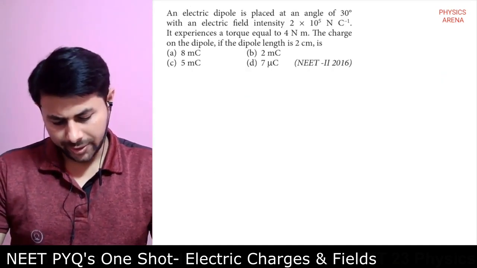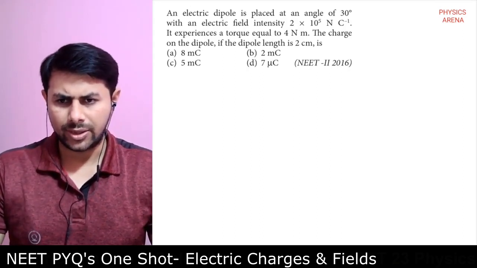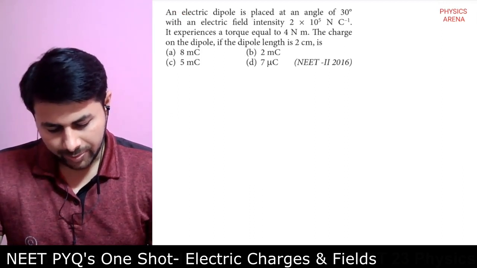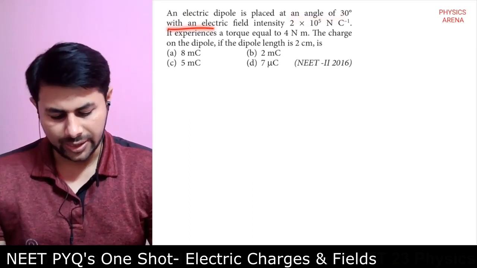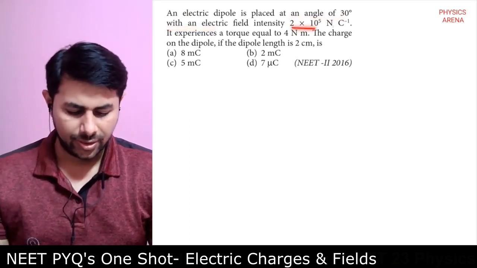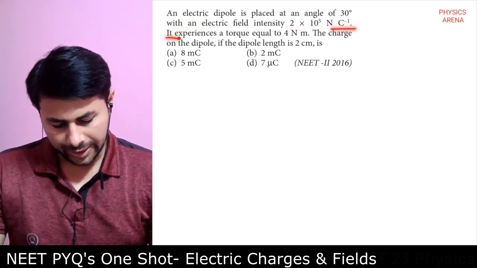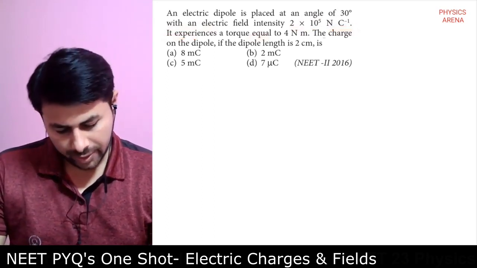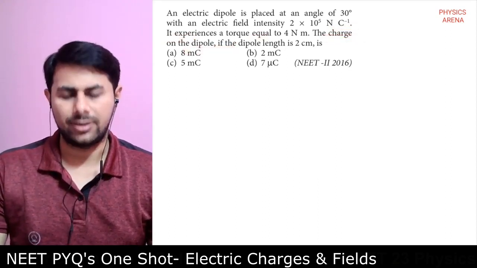Okay, let's see the next question. I guess there would be some network issue or something. Don't know. An electric dipole is placed at an angle of 30 degrees with an electric field intensity 2 multiplied by 10 raised to 5 Newton per coulomb. It experiences a torque equal to 4 Newton meter. The charge on the dipole, if dipole length is 2 centimeter, is.